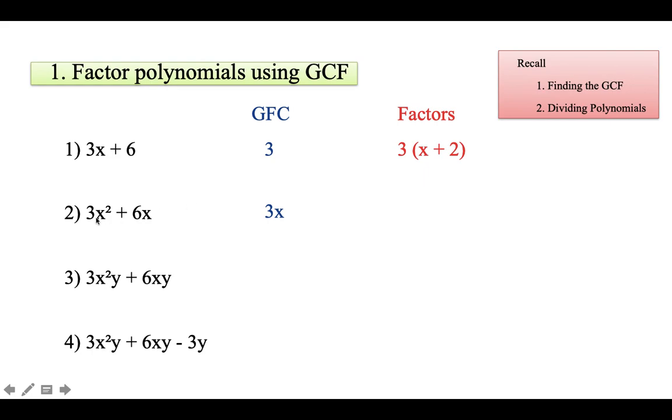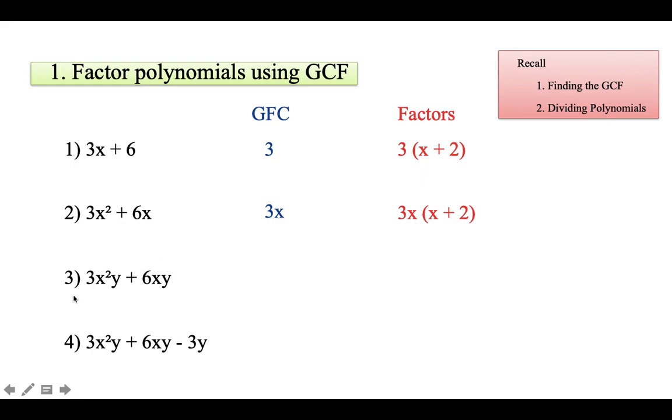Same process in given number 2. So 3x squared plus 6x, its GCF is 3x. Now this 3x, the GCF, is one of the factors. So divide 3x to each of them, and you will get x plus 2. Therefore, the factors are 3x times quantity x plus 2.